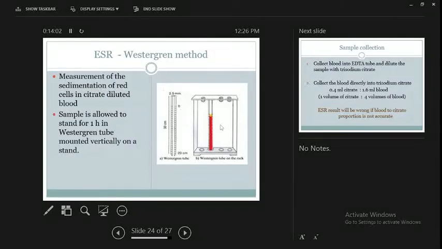This is how you do ESR. There is no calculation, no chemical analysis or anything. You just mount the sample on this Westergren tube and keep it for 1 hour. Then the erythrocytes sediment, and you measure the height of the column.